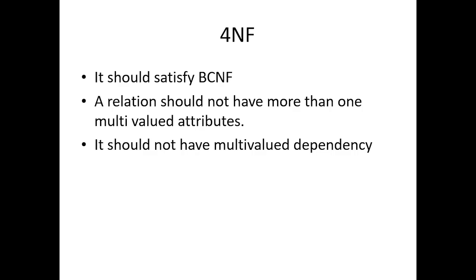So in simple terms, fourth normal form means it should satisfy BCNF. Okay, so which means it should be in BCNF, and a relation should not have more than one multi-valued attribute, and it should not have a multi-valued dependency.